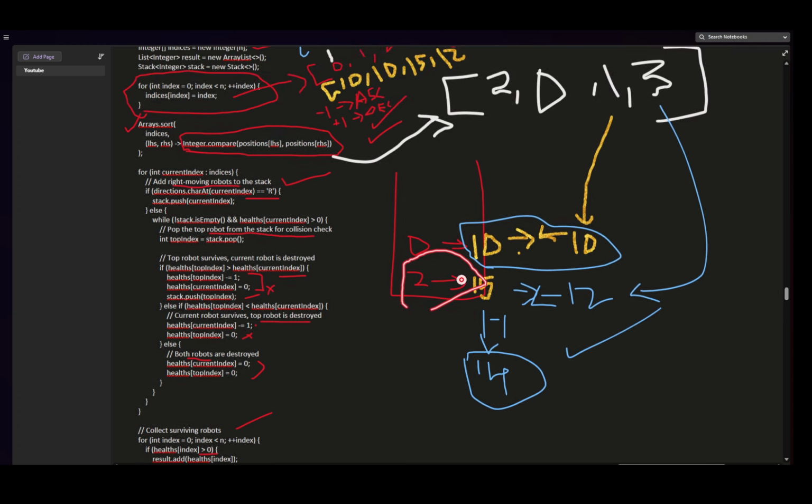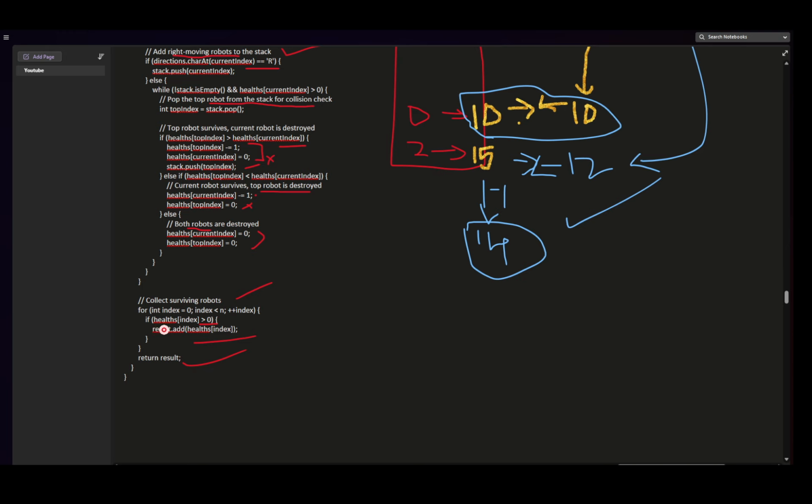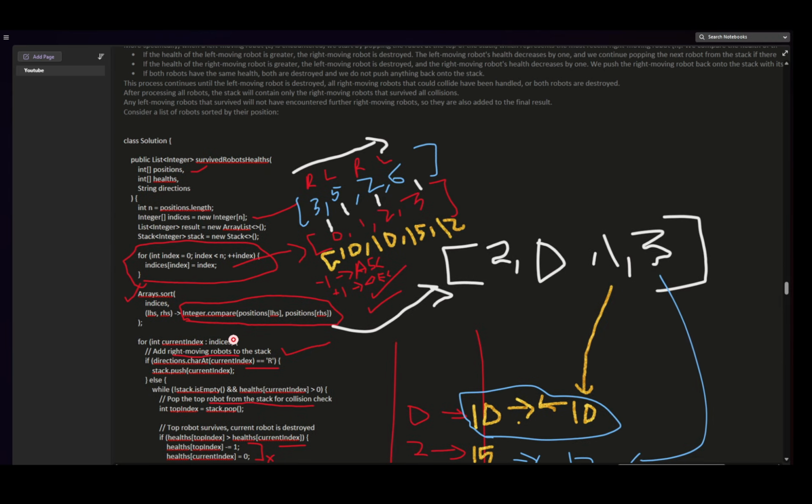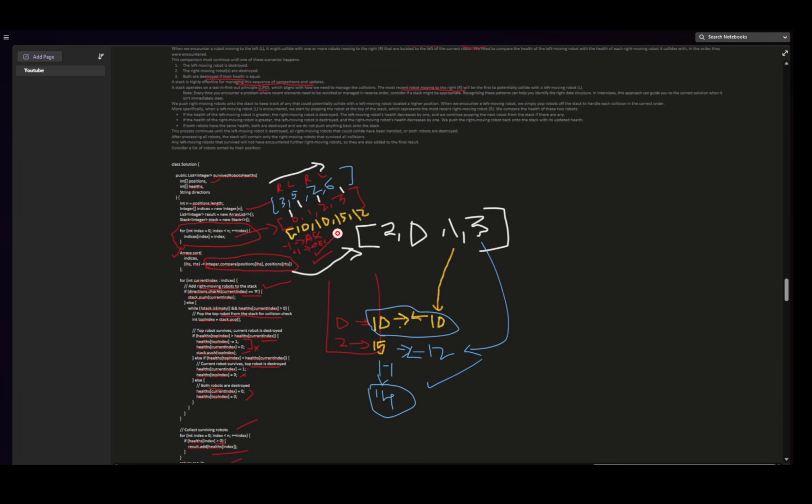The index value is 1, and at the end we have the number of healths. We update that particular health index, and iterate through all the robots, checking whether the health is positive, which means the robot survived, and add it to the result and return it. That's what the question asks. Or else, if all are destroyed, then the resultant array is empty. That's what the question stated.